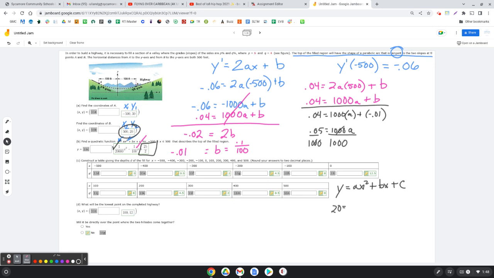equals 1 over 20,000 times 500 squared plus 1 over, sorry, that's a minus. No undo. And that part doesn't work. Bummer.